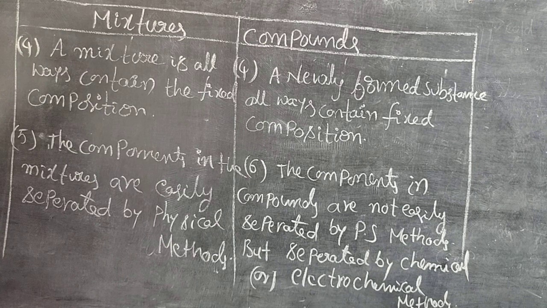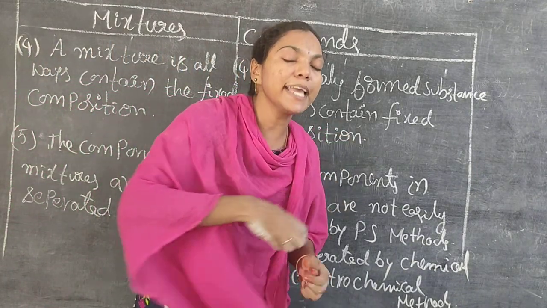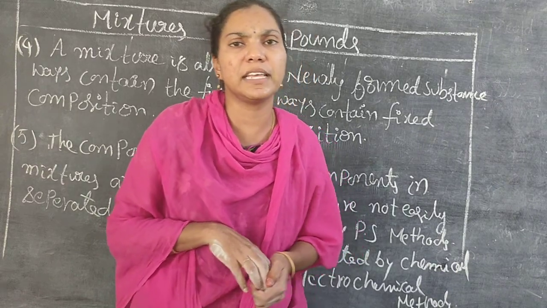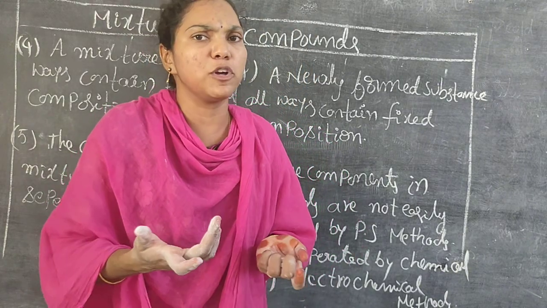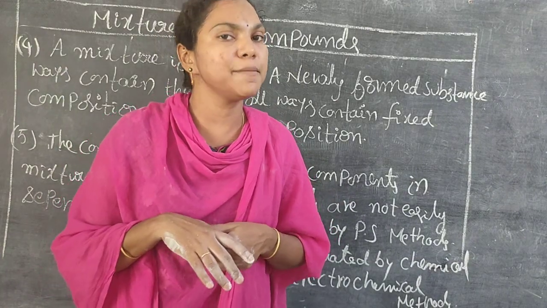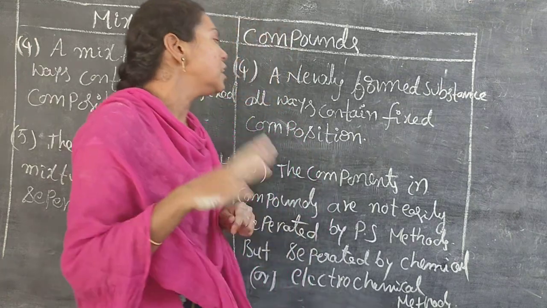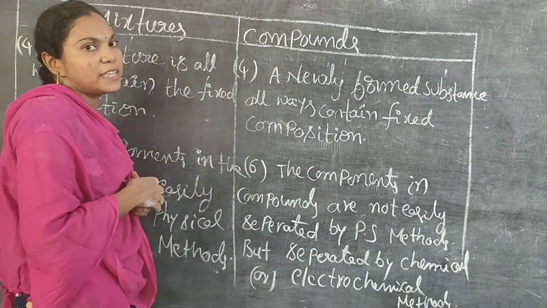A mixture always contains a fixed composition. A soil and water mixture always contains the same composition. The soil has the same soil composition, water also has a similar composition. Both are mixed, meaning always having the same composition. There is no different composition in the mixtures.